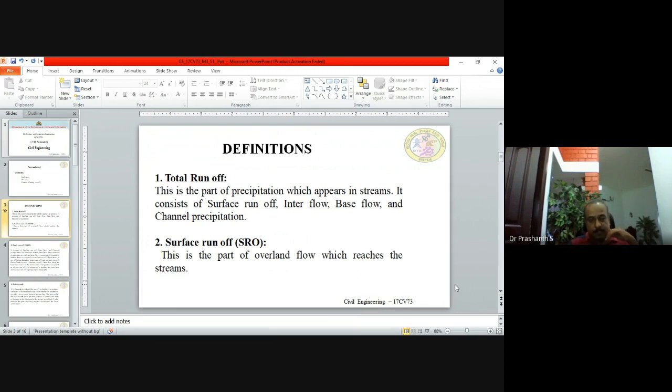The second definition is surface runoff, which is also called as SRO. See, this is the part of runoff on overland flow which reaches the streams. This is called as surface runoff.